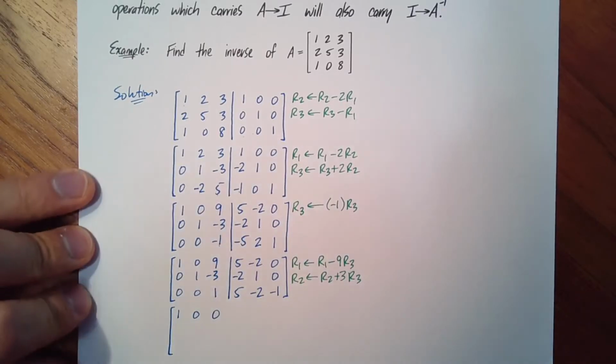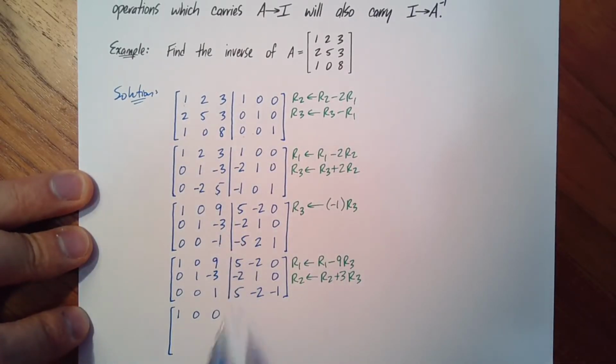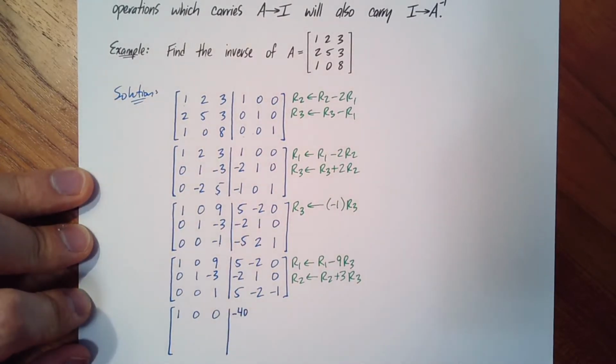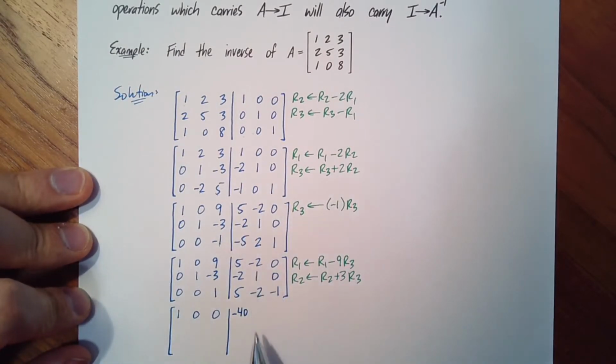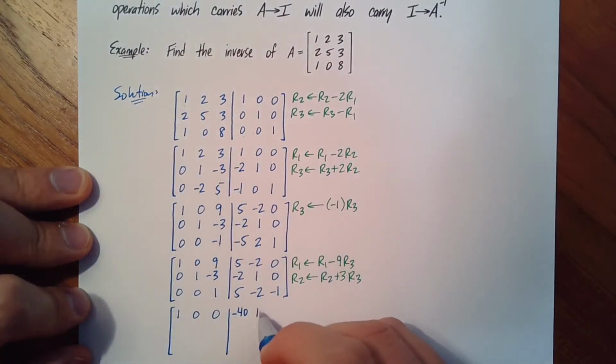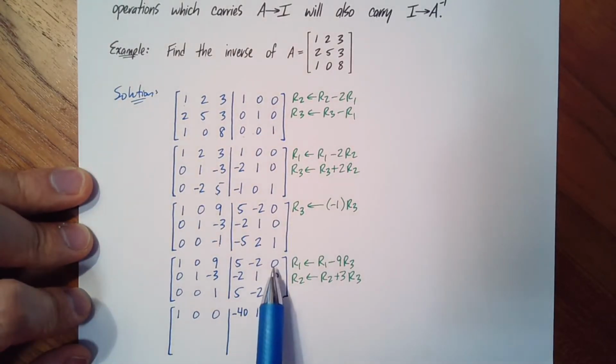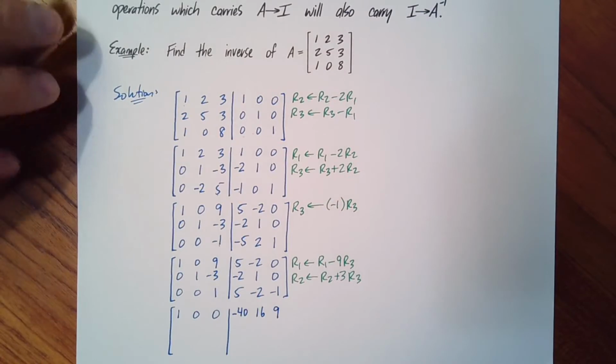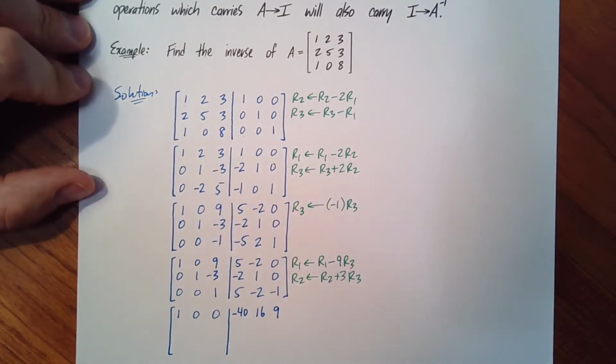Okay, so if we go 5 minus 9 times 5, that's going to be 5 minus 45. So we're really going to get minus 40. Now if we go negative 2 minus 9 times negative 2, that's going to be like negative 2 plus 18, which is going to give you 16. And then finally 0 minus 9 times negative 1, that's like 0 plus 9, which is going to give us 9.